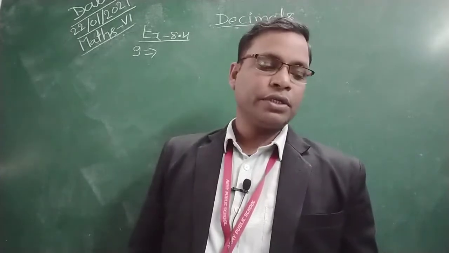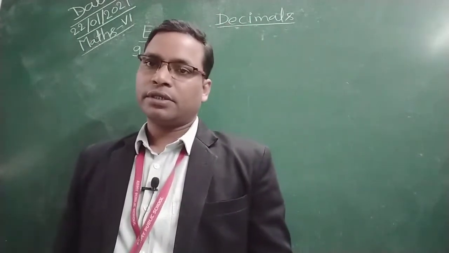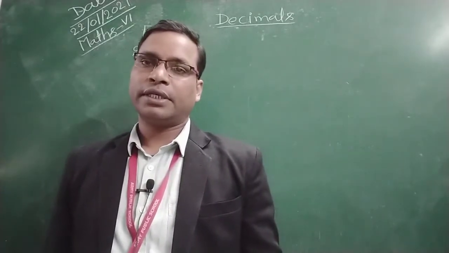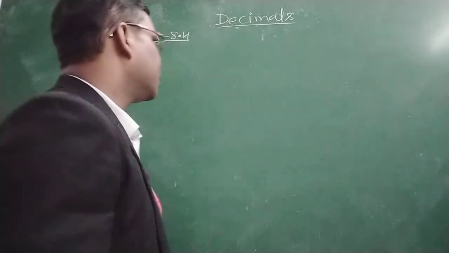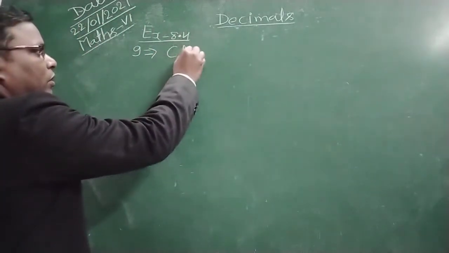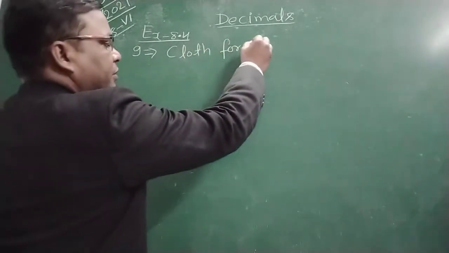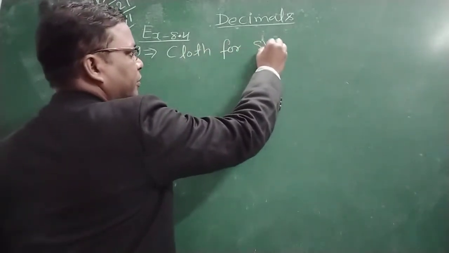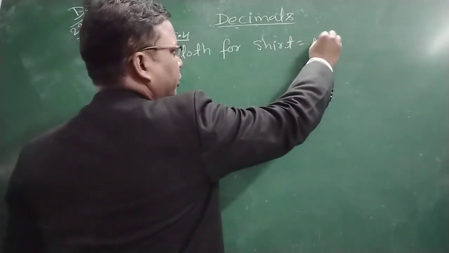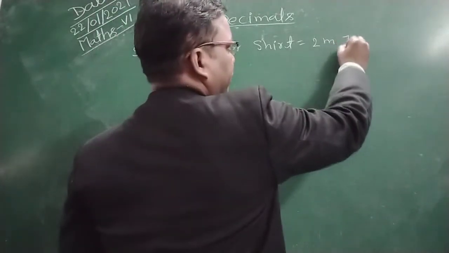Okay, so here Anita bought a cloth for a shirt that is 2 meter 70 centimeter. So you write first, cloth for shirt is equal to 2 meter 70 centimeter.